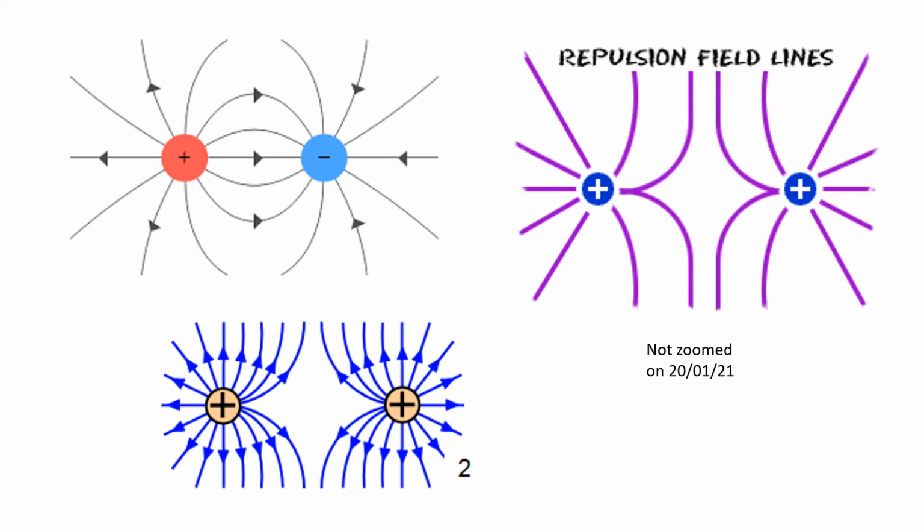Now, if you have two positive charges, they won't go towards each other because they will repel. If you look at the bottom diagram, the one that says 2, the field lines will go away from the positive charges, but because they're being repelled, they will never join. So the field lines don't join.